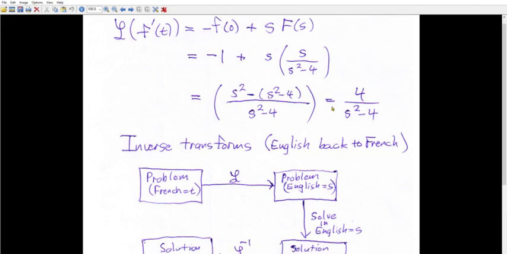So if we know the Laplace transform of the function, and we know something about the value of the function at 0, we can find the Laplace transform of the derivative.